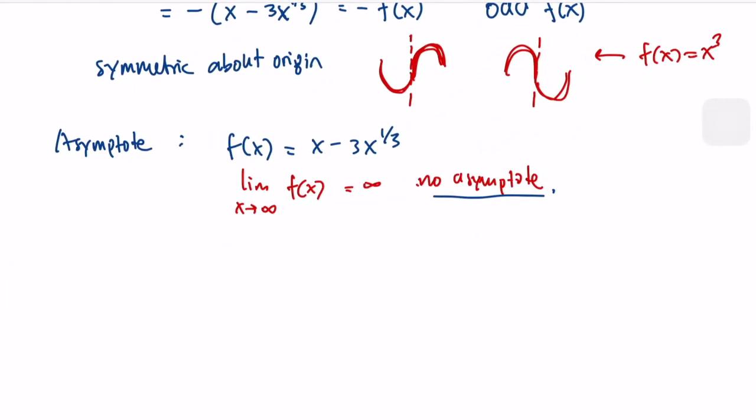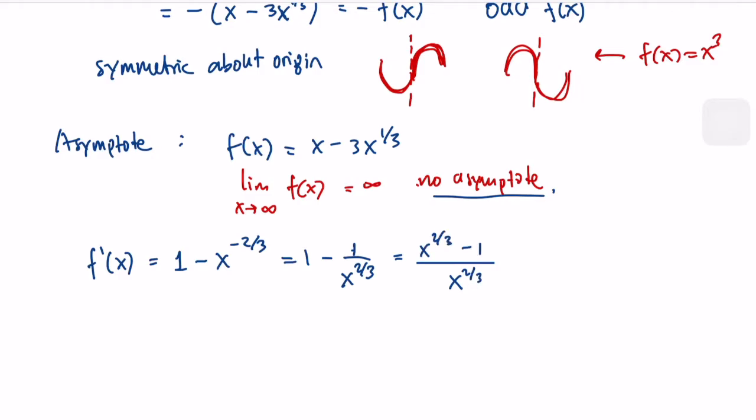Okay, next thing, we can check the first derivative and do some tests to see whether the function increases or decreases. The first derivative will be 1, and then for this 1/3, it will be minus x to the minus 2/3, right? Or we can write it in terms of its reciprocal, and we can simplify it.